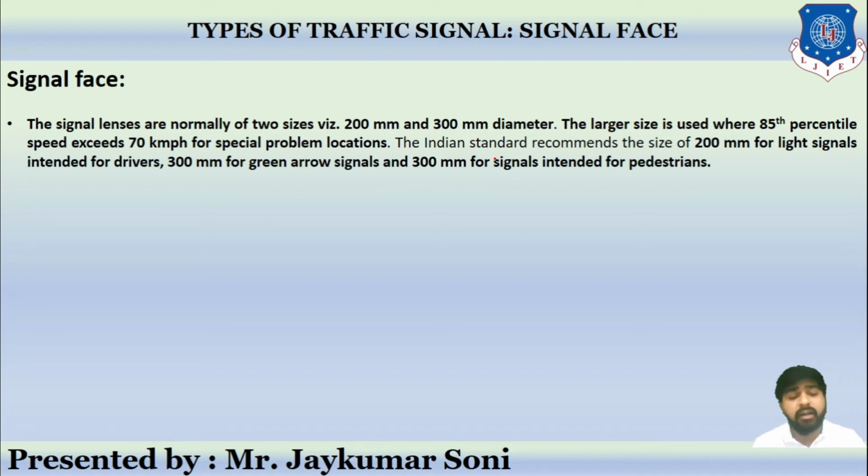Larger size is 300 mm diameter. Now, where do we use the 300 mm diameter lens? Let me tell you that the larger size is used where the 85th percentile speed exceeds 70 kmph for the special problem locations. You have already learned what is the meaning of 85th percentile speed.